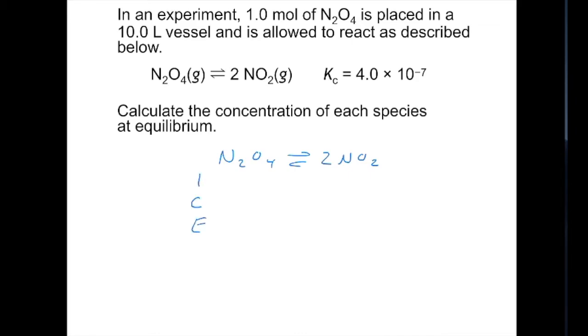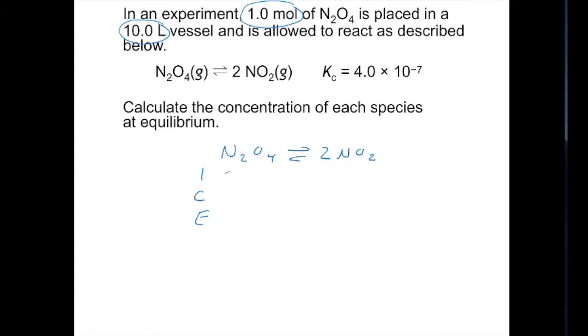Initial concentration. Well, we don't have a concentration this time, but we can calculate it because we have moles and we have liters. So if we take 1 mole divided by 10 liters, we get 0.100 molar. And we initially started with 0 NO2. We're going to lose some N2O4 and we're going to gain 2x of our NO2. So our equilibrium condition, 0.100 minus x, and for NO2 is going to be 2x.